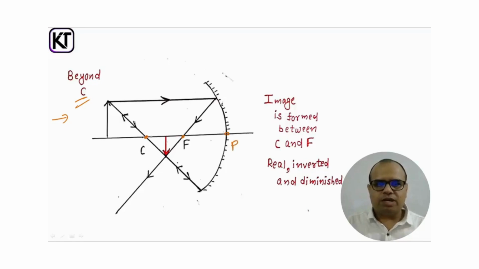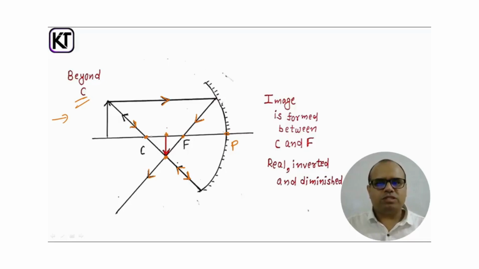So when we are keeping it beyond the center of curvature, a light ray incident parallel to the principal axis, you know, after getting reflected, passes through the focus. And a light ray which passes through the center of curvature, as shown here, retraces its original path. As they are intersecting at this point, we can draw a perpendicular here on the principal axis, and this is the image which is formed.